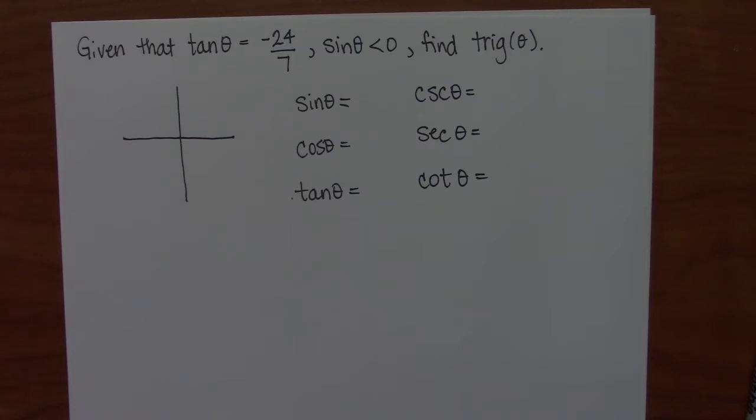So where is tangent negative? Quadrant 2 or 4, right? In quadrant 1, everything's positive, so sine over cosine is going to give you a positive answer. In quadrant 3, everything's negative, so you're going to have negative over negative, right? So quadrants 2 and 4 are where tangent is negative.